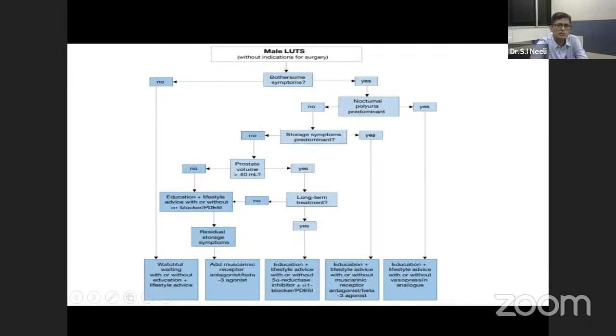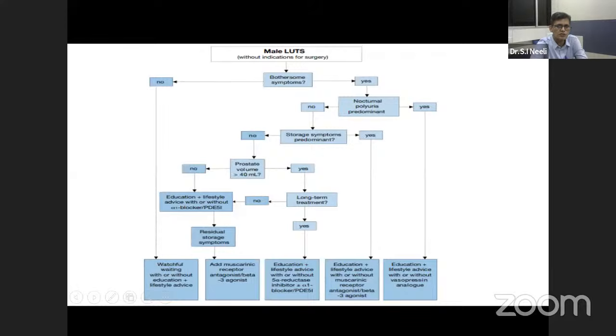symptoms. If the patient has bothersome symptoms, then we have to rule out nocturnal polyuria, and if that is not there, we should assess whether the symptoms are storage-predominant. If yes, then we go for lifestyle modification or antimuscarinic agents for the treatment. If storage symptoms are not dominant, then we have to look at the prostate volume, whether it is less than 40 or more than 40.